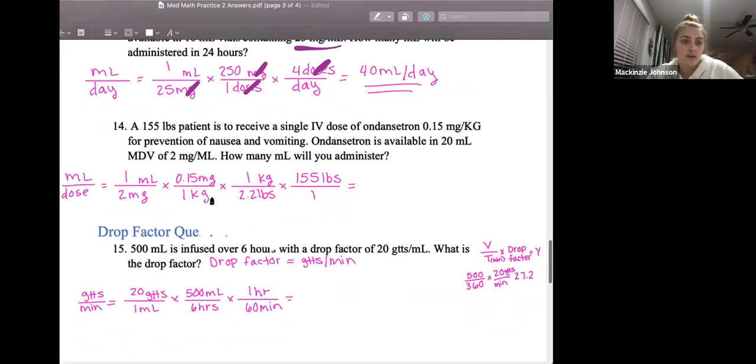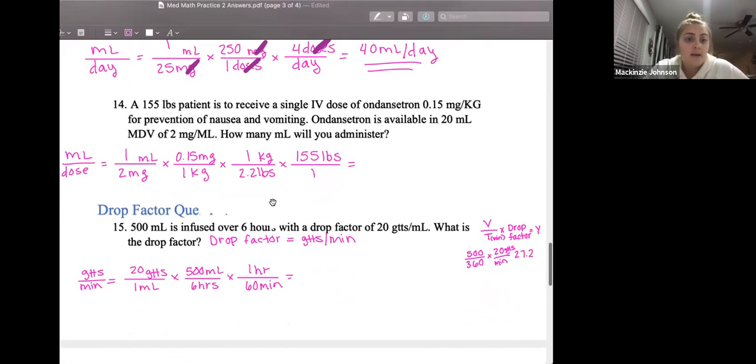So let's do another one. A 155-pound patient is to receive a single IV dose of ondansetron, which is super not important in this problem, 0.15 milligrams per kilogram for prevention of nausea and vomiting. Ondansetron is available in 20 milliliter MDV of 2 milligrams per ml. How many milliliters will you administer? So we know we're looking for milliliters. We know that this is our available, and we know that the provider ordered 0.15 milligrams per kilogram, right?